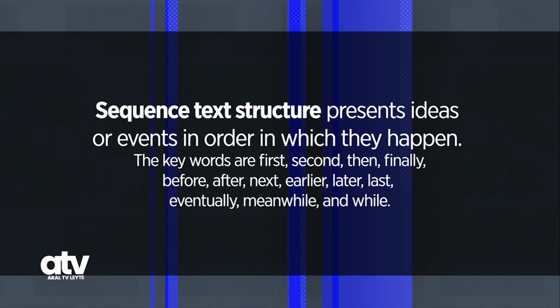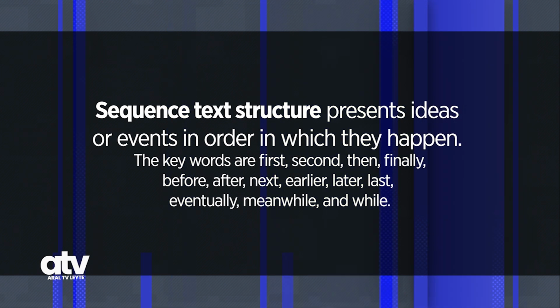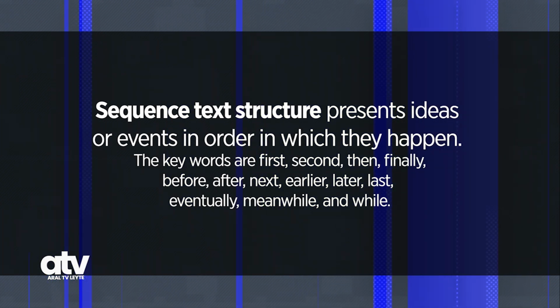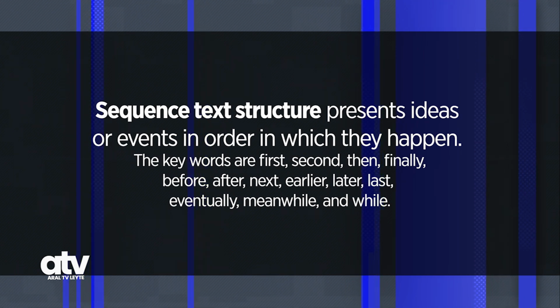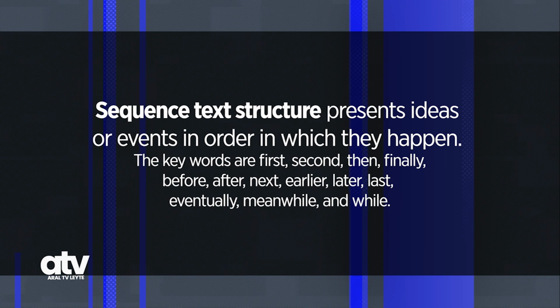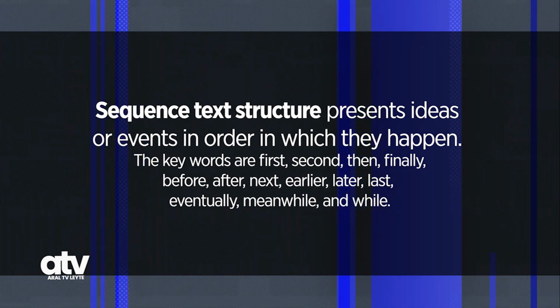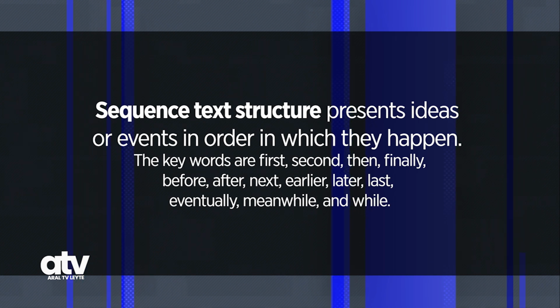Sequence text structure presents ideas or events in order in which they happen. The keywords are first, second, then, finally, before, after, next, earlier, later, last, eventually, meanwhile, and while.